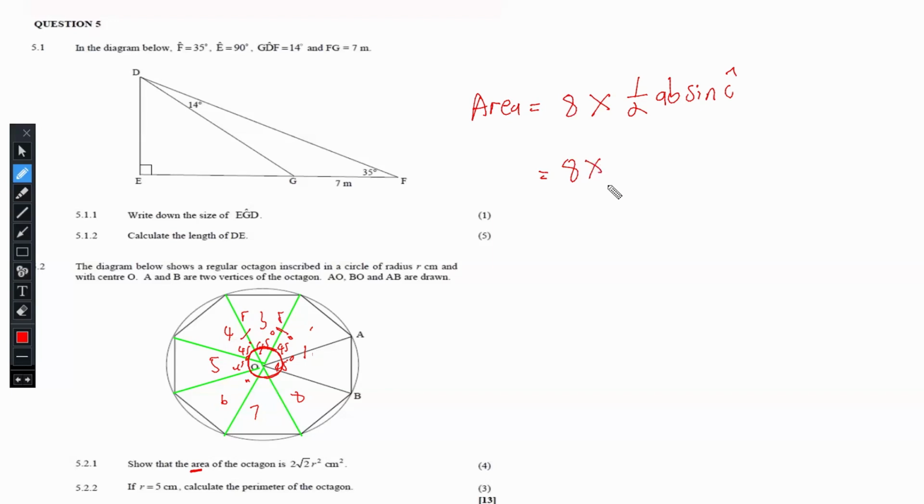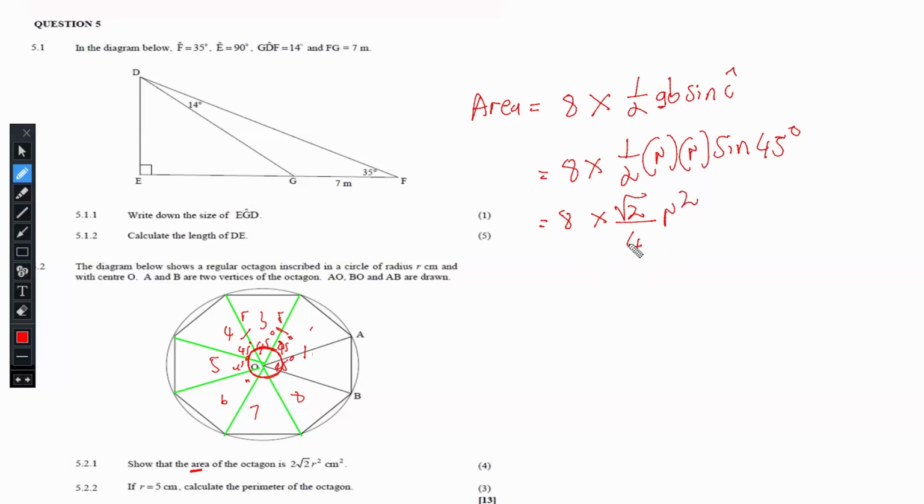So this is 8 multiplied by half. The A is R, and then the other length is also R, and then we have sine what? The angle is 45 degrees for all these triangles. Then I have 8 multiplied by, so if you just punch that into your calculator, that's half multiplied by sine 45, it's going to give us root 2 over 4. Root 2 over 4. And then r square.